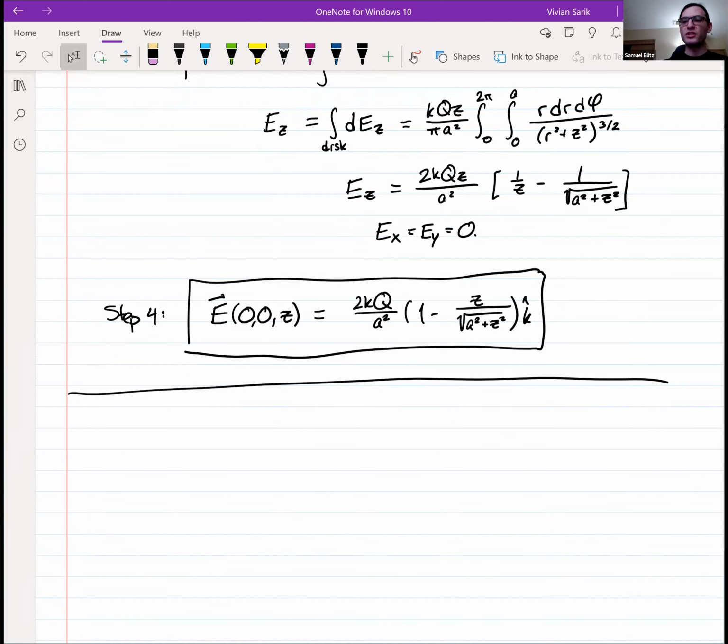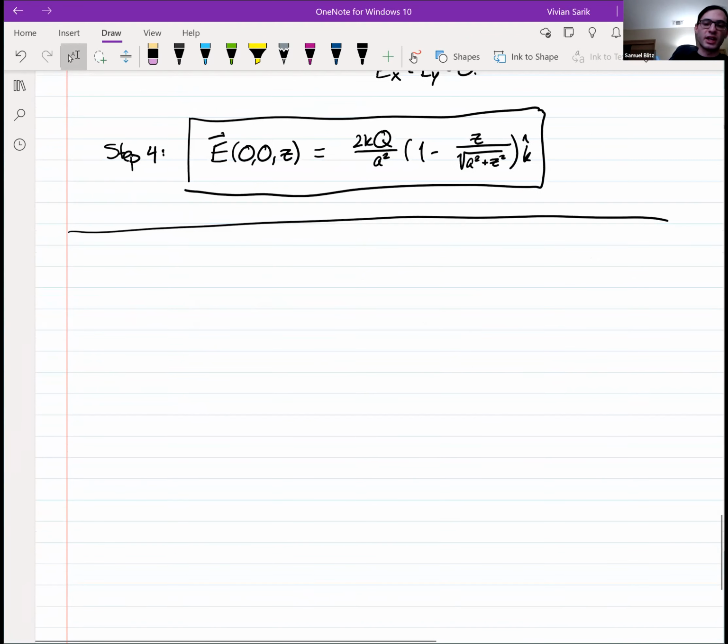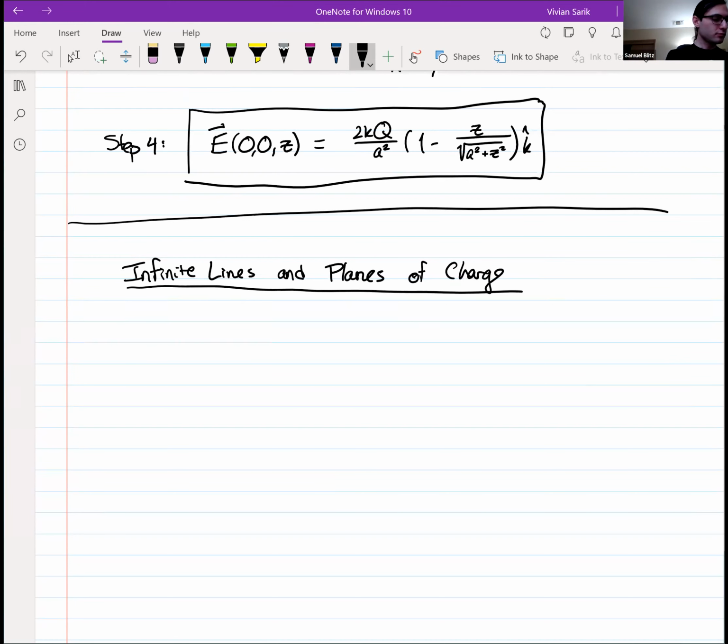Right, so we can use what we just talked about, the finite line and the disk, to discuss infinite lines and planes of charge. So rather than just a finite line segment, it's an infinitely long line, or instead of a finite disk, it's an infinitely large plane. We can now use what we just learned to discuss that. So the question is how?